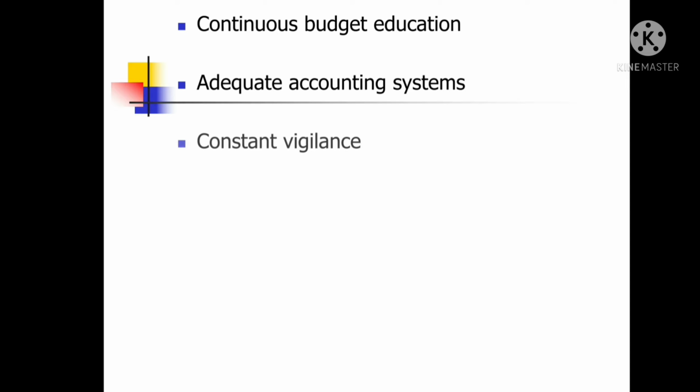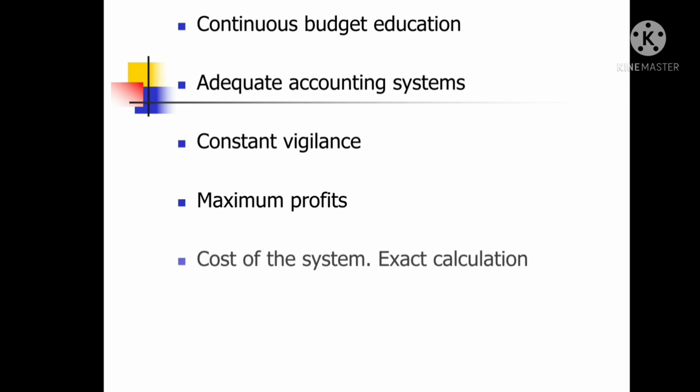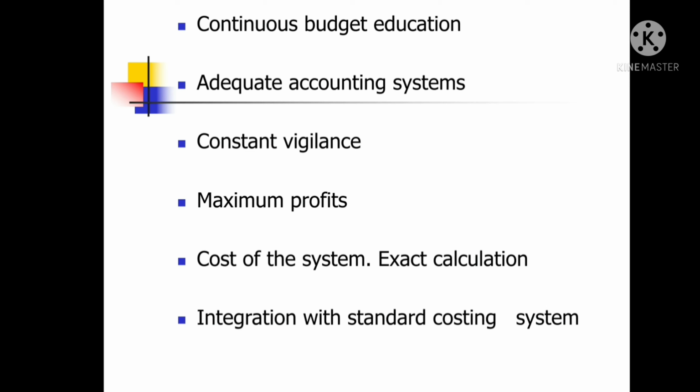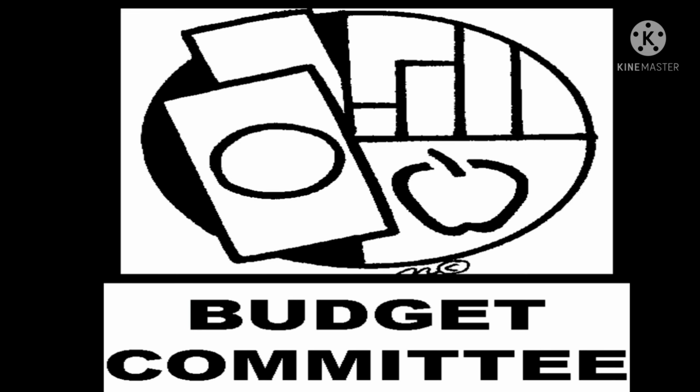Then continuous budget education to those who are concerned. Then adequate accounting system should be there in the organization. Constant vigilance to be maintained. Maximum profit to be maintained. Cost of the system exact calculation to be there, and integration with the standard costing system to be there. I think it's clear.